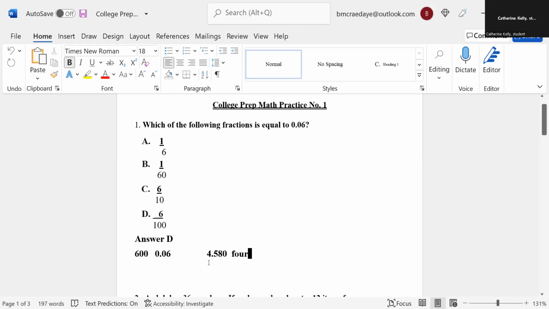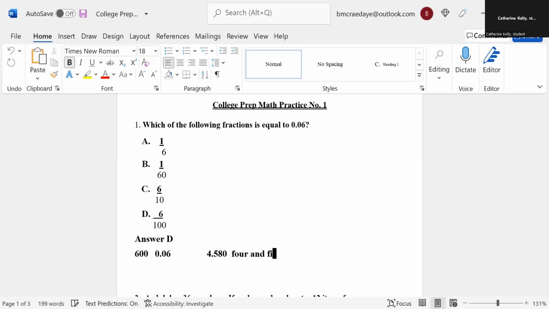This is the ones place. Remember, that's the ones place. Yes. After the decimal, it's the tenth. Then it's the hundredth. Then it's the thousandth. 4, Catherine, 4. Okay. 4 and 5,800. Right, 4 and 58 hundredths, not hundreds.